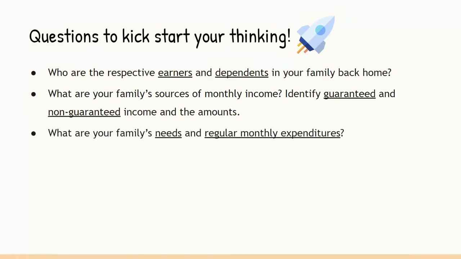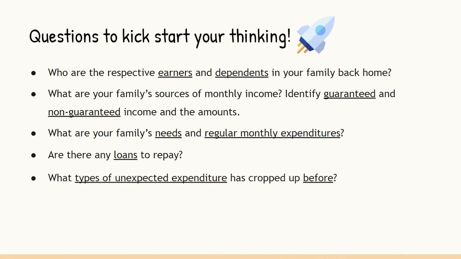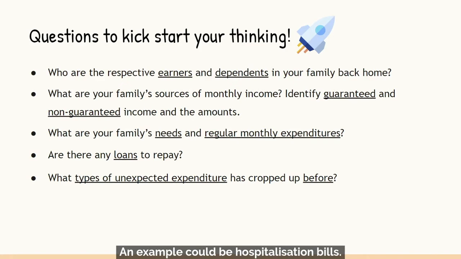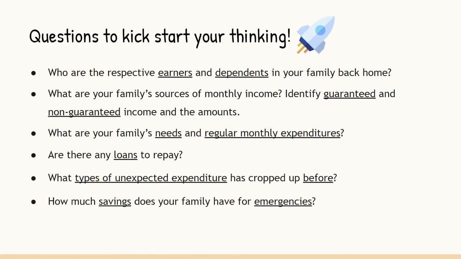What are your family's needs and regular monthly expenditures? Are there any loans to repay? What type of unexpected expenditure has cropped up before? An example could be hospitalization bills. How much savings does your family have for emergencies?